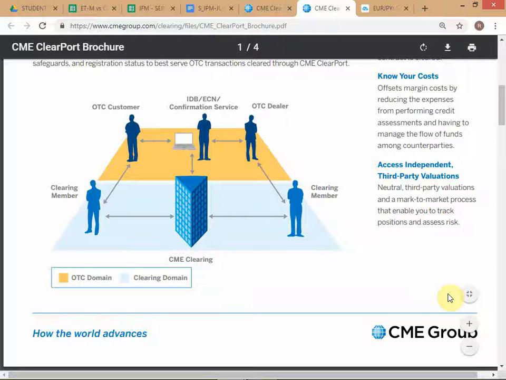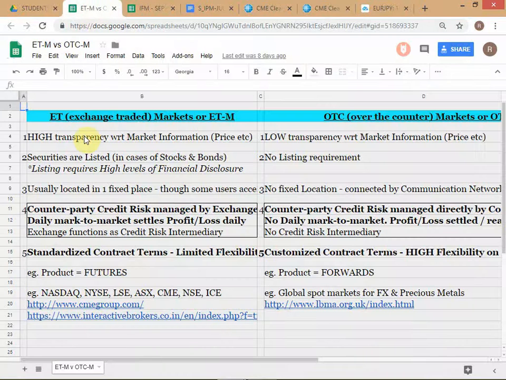This is the same question that you asked yesterday: why would anybody even bother to trade in OTC markets if there are such high levels of credit risk? It's a good question, and the answer lies in customization, point number 5.